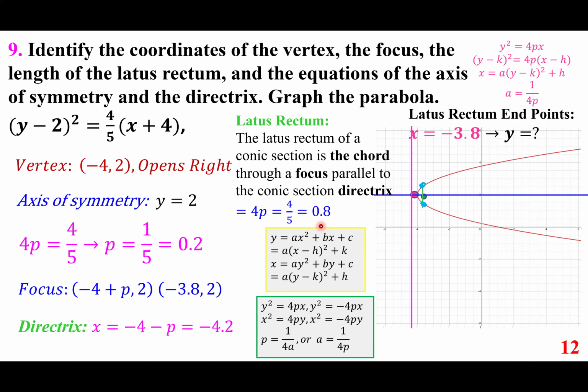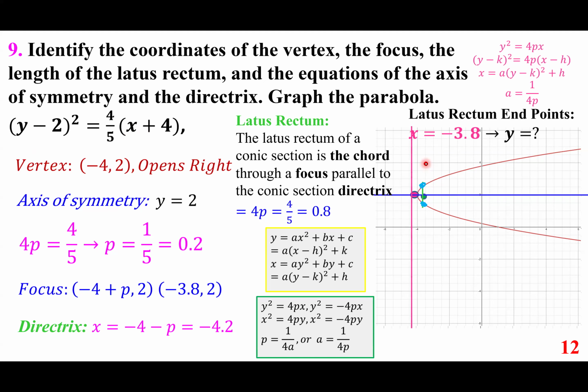Now, what about the endpoints, those points if you want? There are two ways to do it. We know that they have the same x coordinate as the focus. Let's go back to the focus, negative 3.8. What is their y coordinate? Put it into the equation, replace the x with negative 3.8, and it gives you two y's. Those are the answers. That's fun.